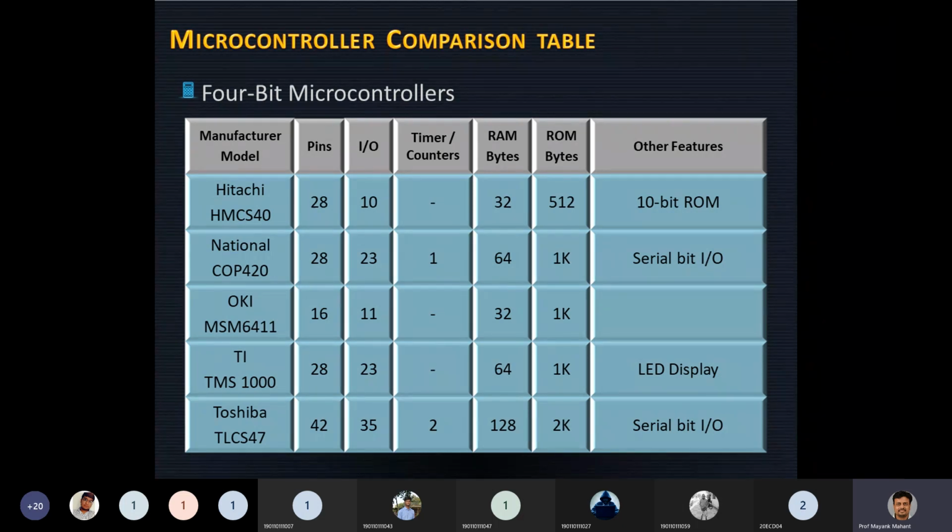How many timer counters are there? This is one of the most important features on which you are going to make the selection of a microcontroller, whether there is one timer counter or two timer counters. On the basis of that, you can select a microcontroller. Then there is the RAM and ROM size. What are the other extra features? You can see that over here there are only 32 bytes of ROM. Over here 512 bytes of ROM, 128, 2K. So this is also a feature that can be used for the selection of a microcontroller.